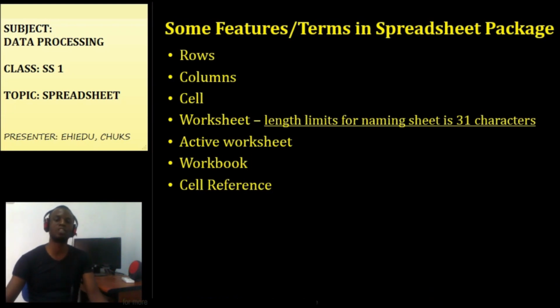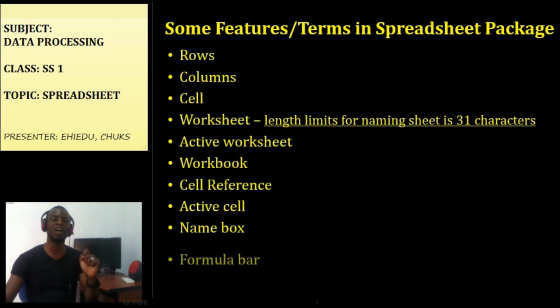Okay, so the cell reference is the address of the cell. It's made up of the column alphabet and the row number. Now the cell you're currently working on, if you're in a worksheet, the cell you're currently typing data into, is what you refer to as an active cell. The name box usually displays the cell reference of the active cell. I'll show you that when we get there.